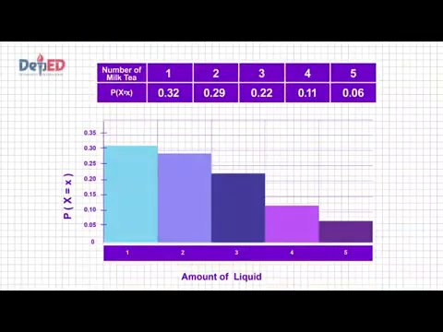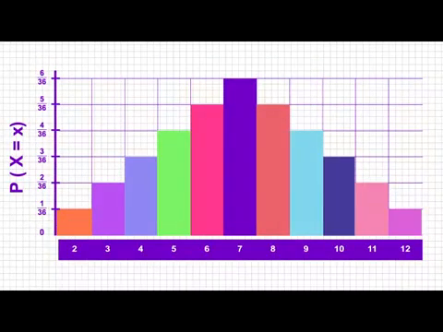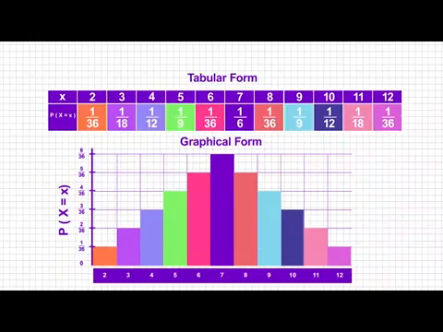This can be used to answer questions such as, what is the probability that the next customer will buy exactly 2 milk tea? We'll look at the table and the graph and say that the probability that x is equal to 2 is 0.29 or 29%. Thus, there is a 29% chance that the next customer will buy 2 milk tea. This means that a discrete random variable distribution can be presented in tabular or graphical form.